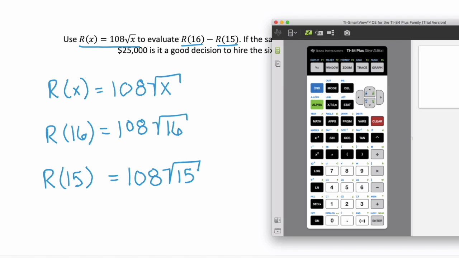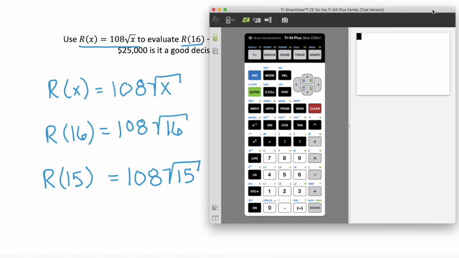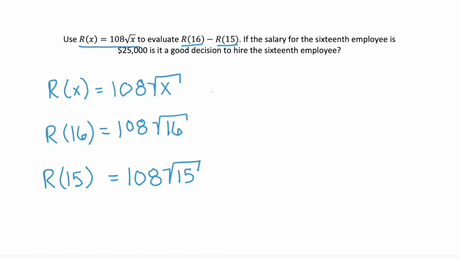So if I get my calculator out, we'll see that 108 times the square root is blue, so I have to do second square root of 16 equals 432. Well, remember this is in thousands, so this is $432,000.